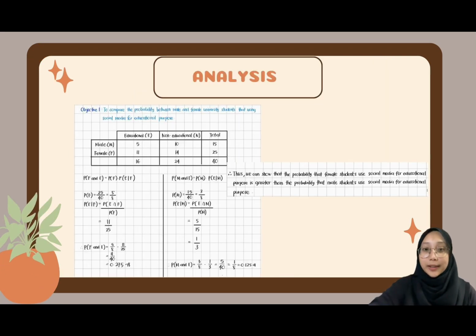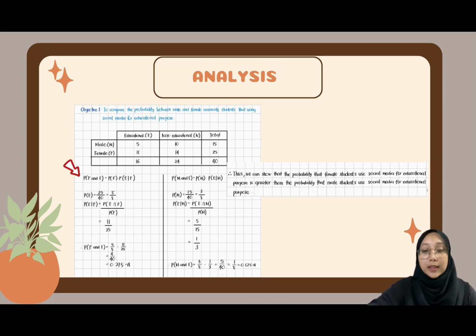From objective 1, we want to compare the probability between male and female university students that use social media for educational purpose. From the data we got, the total of male students is 15, 5 using social media for educational and 10 using for non-educational. The total of female students is 25, 11 students using for educational and 14 using for non-educational. So, the total sample size is equal to 40 students.